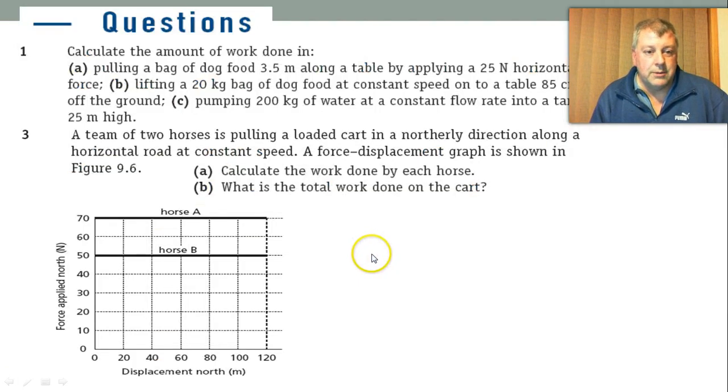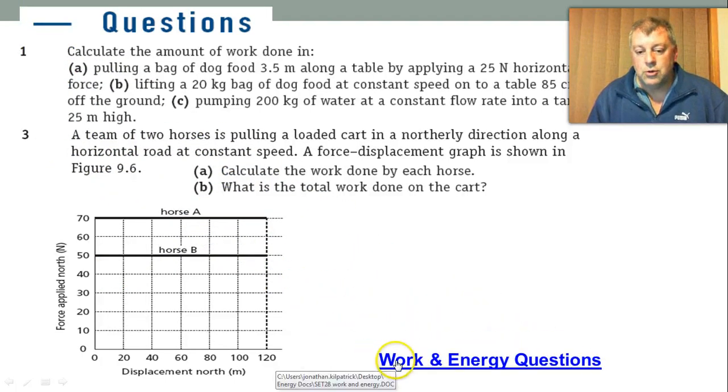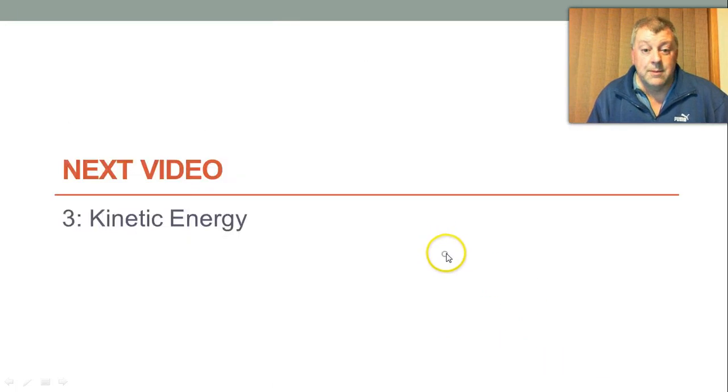So you should be able to have a go at these questions here in your workbook. Slightly different ones, and then different. Remember, this is a force displacement graph, so you can work out the work done there. And you will also have, following these ones in your workbook, a whole lot of questions called work and energy questions that you can do.